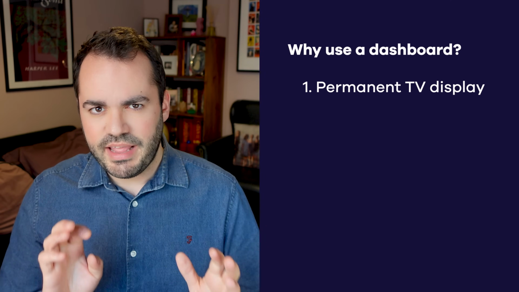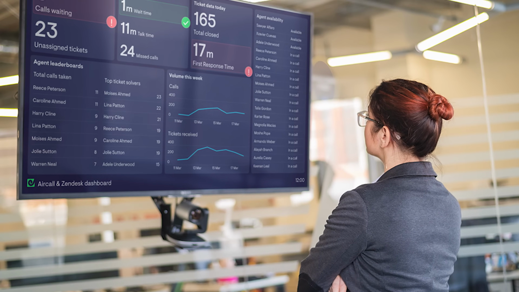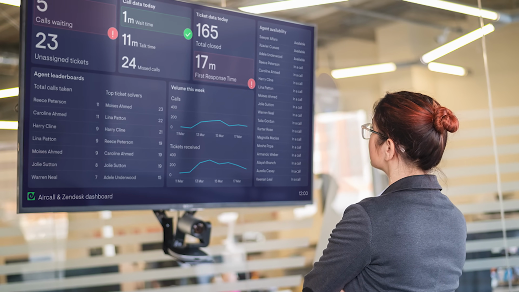Number 1, displaying your Aircall data in real time on a TV dashboard. Setting up a TV dashboard in your office is one of the most effective ways of making sure that your team stays aware of fast changing Aircall data and KPIs. Whether you work in sales, customer service, or something else, a TV wallboard is a tried and tested way of motivating your agents and making sure that everybody stays up to date and aligned on the metrics that matter.